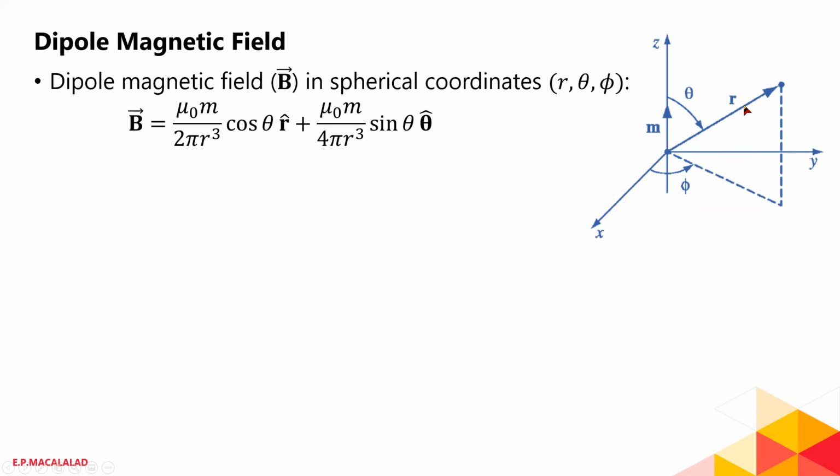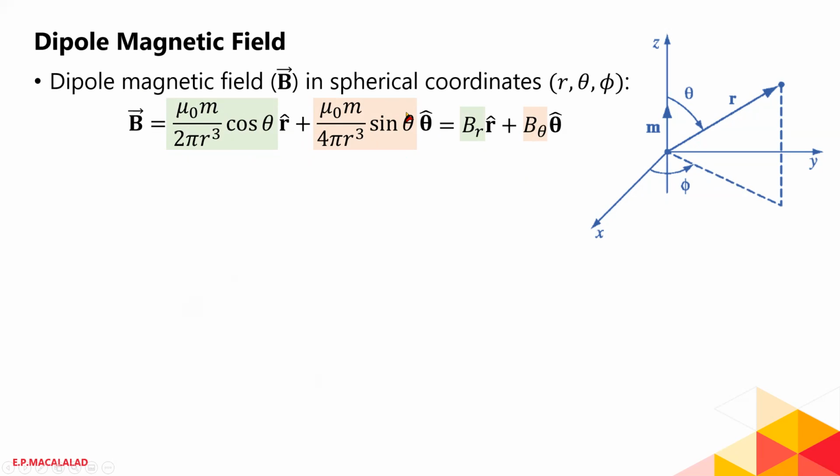So r hat is the unit vector along this direction. And then B theta is mu naught m divided by 4 pi r cubed sine theta, theta hat. So that's along the direction perpendicular to r. Okay, now this gives us the two components of the magnetic field. Again, this is the first approximation. So this is B r, which is this equation, and B theta is this equation.